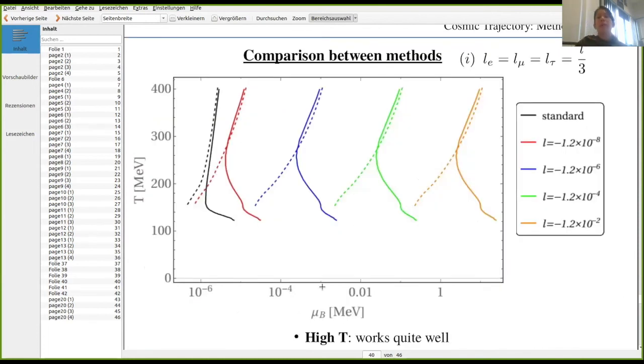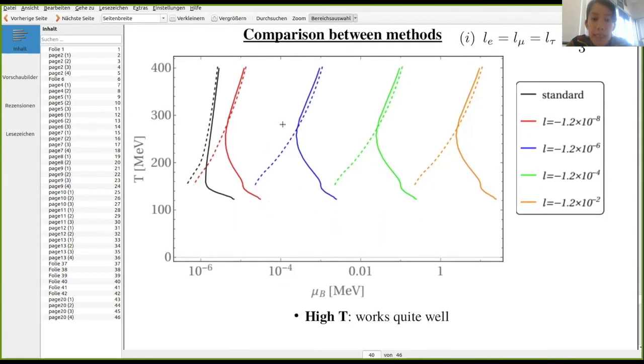Now, a comparison between the two different methods. Here I'm just focusing on the first case of equal lepton flavor asymmetries. The solid lines are the ones using the results from functional QCD, and the dashed lines are from the other method. And I would say that at least at very high temperatures, the two methods are pretty consistent. There is no big difference at large temperatures. So here it works quite well.